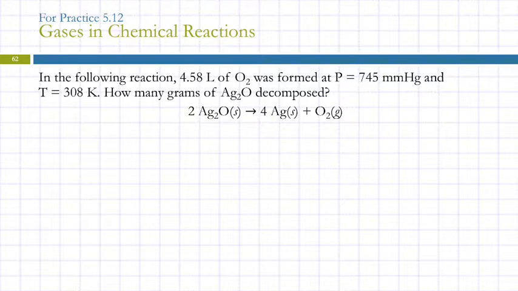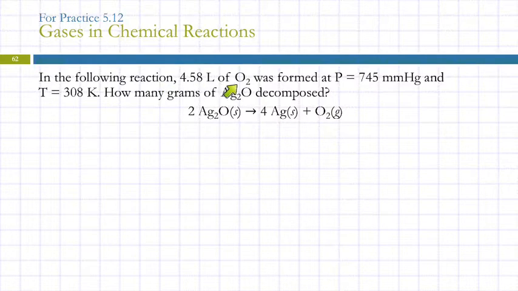Let's do an example. In the following reaction, 4.58 liters of oxygen was formed at pressure equals 745 millimeters of mercury and temperature equals 308 Kelvin. How many grams of silver oxide decomposed? So this is stoichiometry. We're given information about one substance, and we're asked for something referring to the amount of another substance. And we have our balanced chemical equation. Let's use it to organize the data.